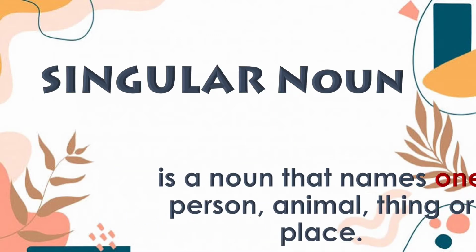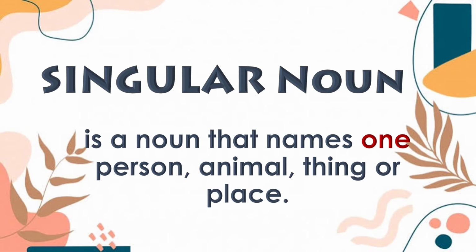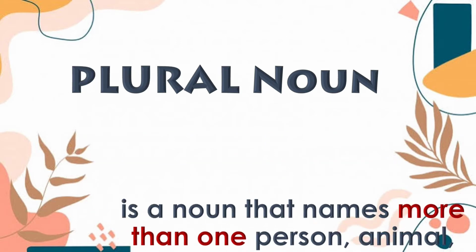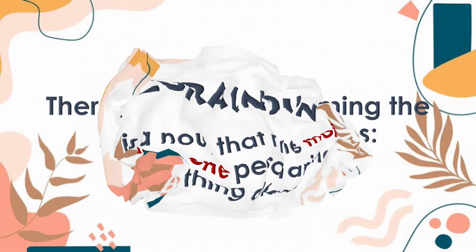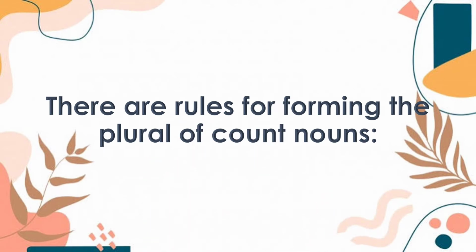Now, what do you mean by singular noun? So when we say singular noun, it is a noun that names one person, animal, thing, or place. And when we say plural noun, it is a noun that names more than one person, animal, thing, or place. There are rules to follow in forming the plural form of the count nouns.